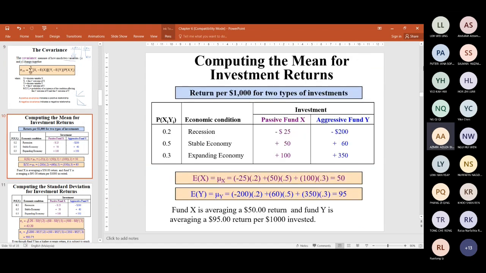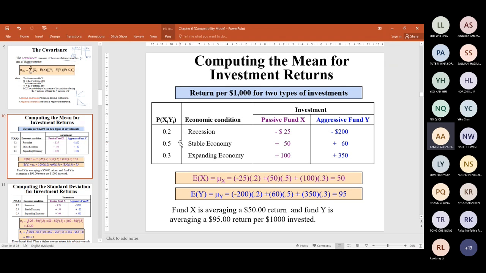Okay, example here. Let's say we have this investment return. We have return per $1,000 for two types of investment. So we are given the probability. In this case, you don't have to calculate. The probability is already given: 0.2, 0.5, 0.3. I think most of the time in questions it is normally given.